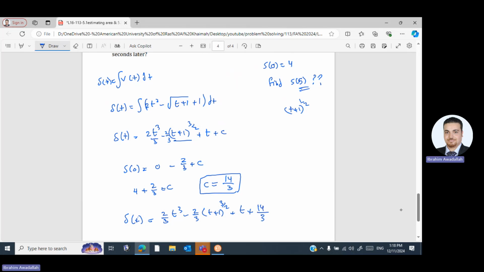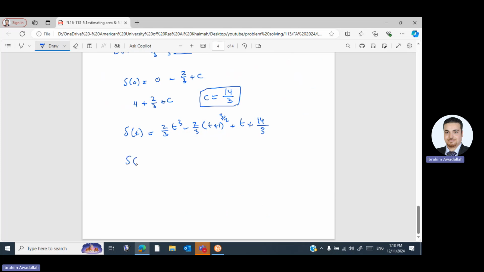They ask us to find s of 5 here, so we write s of 5 equals 2 over 3 times 5 cubed minus 2 over 3 times (5 plus 1, which is 6) to the power 3 over 2 plus 5 plus 14 over 3. I have the calculator in my hand, but I'm not fast with it, and usually I would say do it by yourself, but since it's in my hand, I can find it.